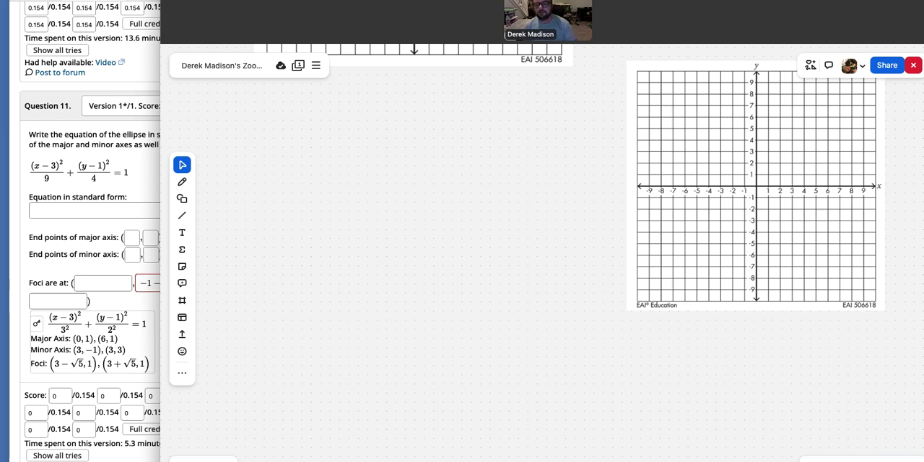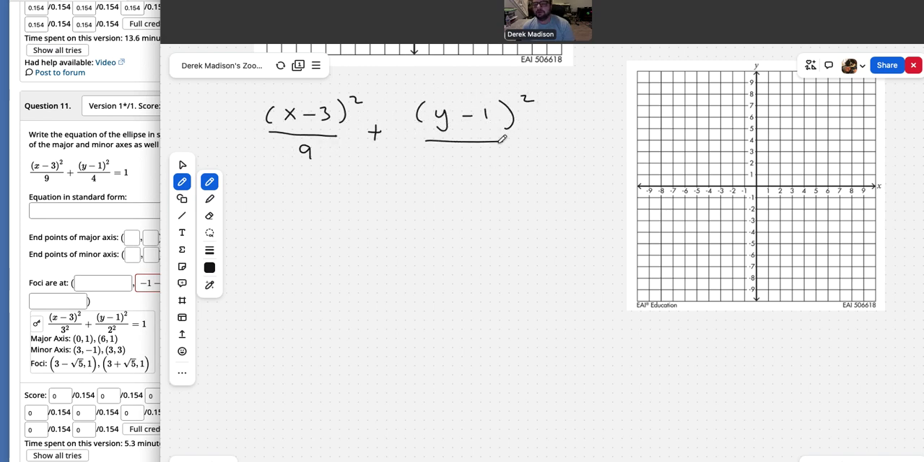So this one is (x minus 3) quantity squared over 9, and then plus (y minus 1) quantity squared over 4 equals 1. So our center is positive 3 and positive 1. And I should probably call that, I'll go "center" so it doesn't look like C. That doesn't really look like center either, though.